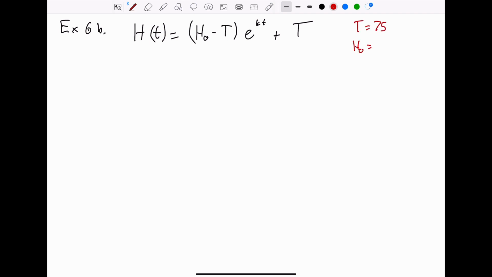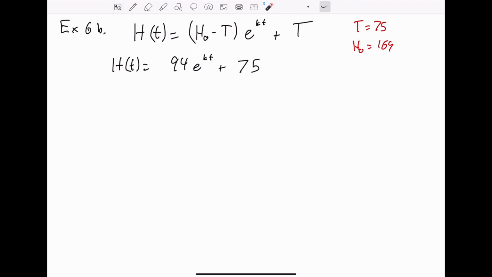Here we go. So in example 6b, first I'm just going to write down that function that we solved using separation of variables. The temperature of the object, in this case coffee, is the initial temperature minus the surrounding room temperature times e to the kt, plus the surrounding temperature. So in this case, we're told that the surrounding temperature was 75 and the initial temperature of the coffee was 169 degrees. So we can use those different values in this expression here. So we have h of t equals 169 minus 75. That's just 94, e to the kt plus the surrounding temperature, 75.